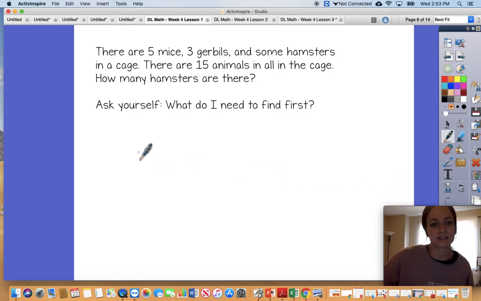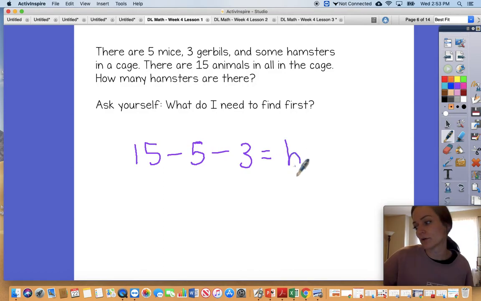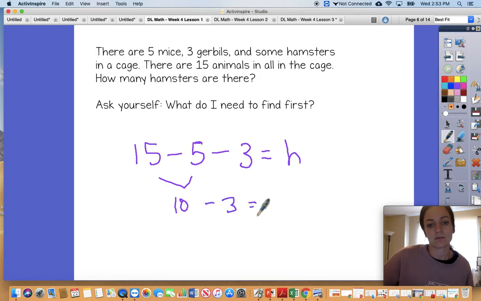Another way you could do this is you could do 15 animals total minus the 5 mice minus the gerbils will tell you how many are left that are hamsters. That's an easier way to look at that one too. So 15 animals minus 5 mice, that's 10, right? And then 10 minus 3 equals 7. So we still get the same answer. This one's an easier way to look at it, okay?